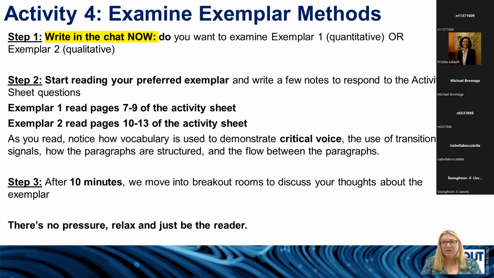So let's have a look what we're going to do. All right, so if you can write in the chat whether you want to do the quant, so that's exemplar 1, that's the physics one about the 3D printing, or do you want to do exemplar 2, which is the one about the grounded theory? If you can pop into the chat which one you want, and I'm going to give you 9 minutes, okay, to read through.